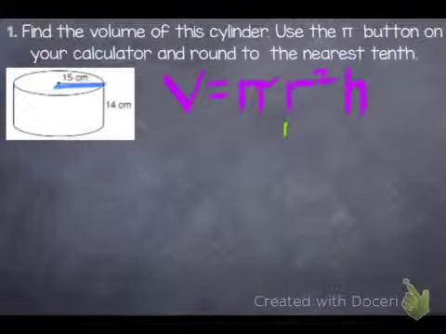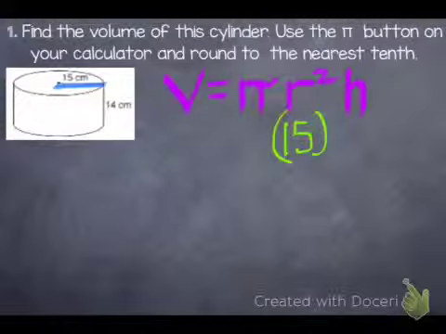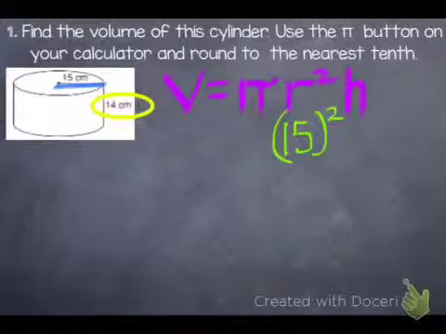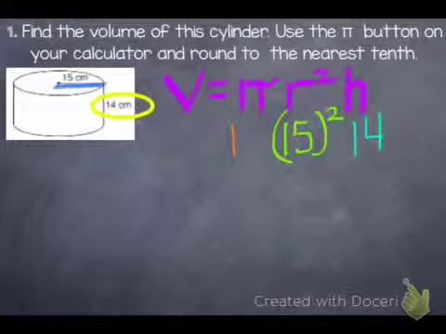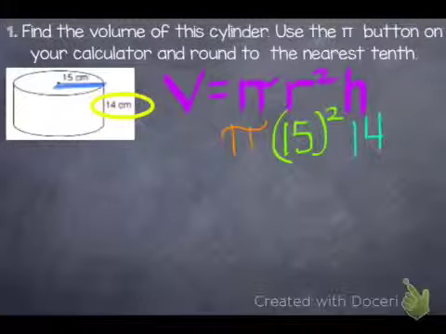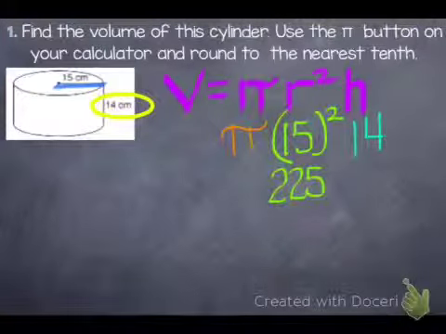So I'm going to put my 15 centimeters here, and that's going to be squared. And then I can also pull my height from over here, so I've got 14 as my height. And then I'm just going to bring pi down for now. So I'm going to simplify by doing 15 squared. So 15 times 15 is 225. And I'll bring everything else down.